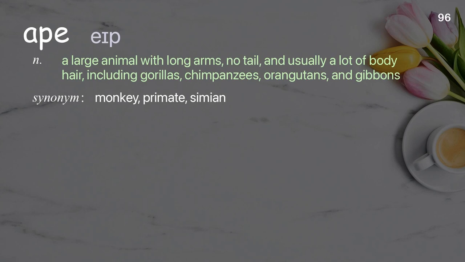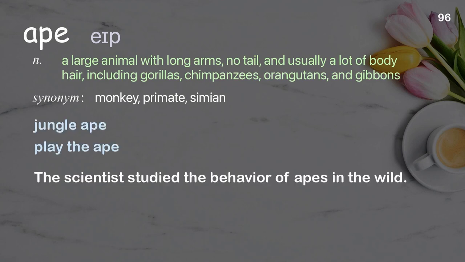Ape. A large animal with long arms, no tail, and usually a lot of body hair, including gorillas, chimpanzees, orangutans, and gibbons. Examples: jungle ape, play the ape. The scientist studied the behavior of apes in the wild.